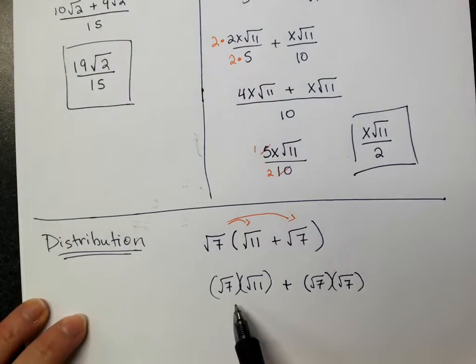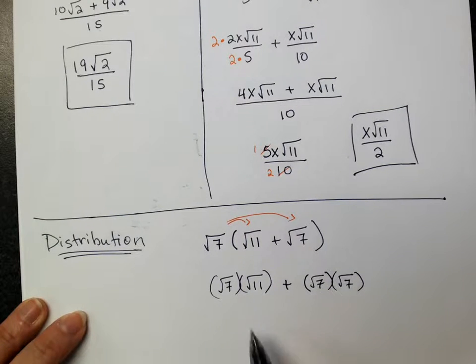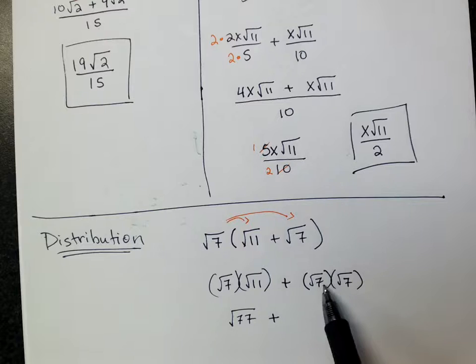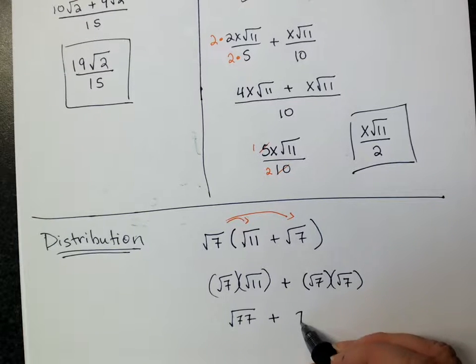Both of those are useful here. So in this first one, are we still going to have a radical sign? Yes. Different radicands, we can multiply them, but we still have a radical sign. And the new radicand is 77. Plus, here we've got a radical times itself, square root of 7 squared. So what is that? 7. Just 7. No more radical.